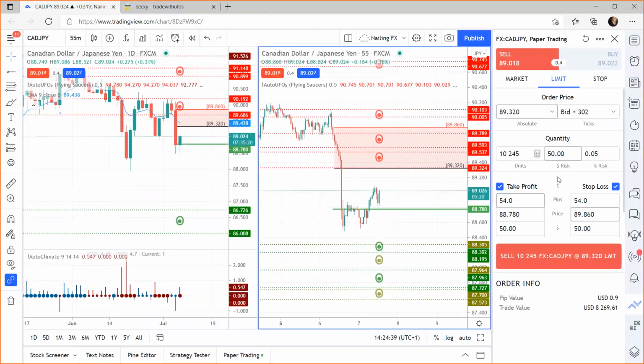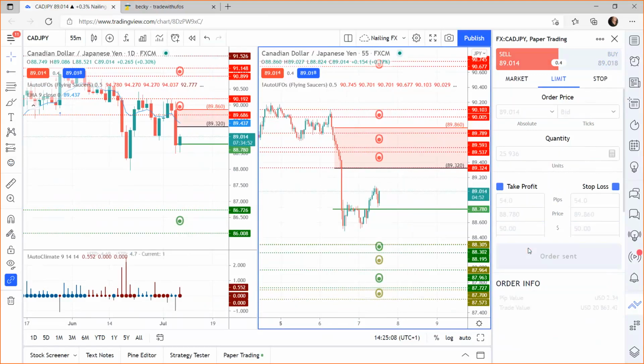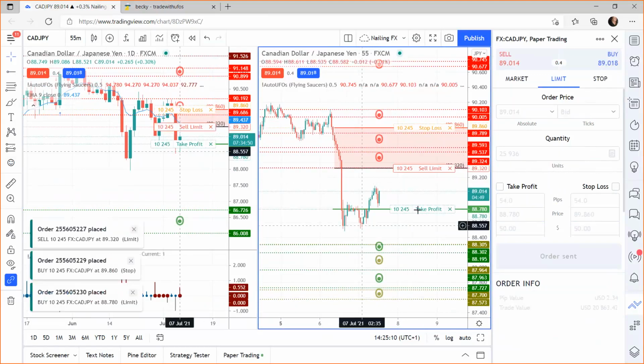Of course, you guys are going to have different rules, different amounts of money, different percentages of your account that you use. I'm using $100 just because it's a nice round number. So we'll do $50 on one, $50 on the other. So we're just going to check that everything's right there. We've got 89.32. That's our entry. Great. We've got our stop loss, 89.86. Great. And we have our profit target at 88.78, and it's 1 to 1 away. $50 risk, we'll click sell. Great. So that's now gone in as that trade.